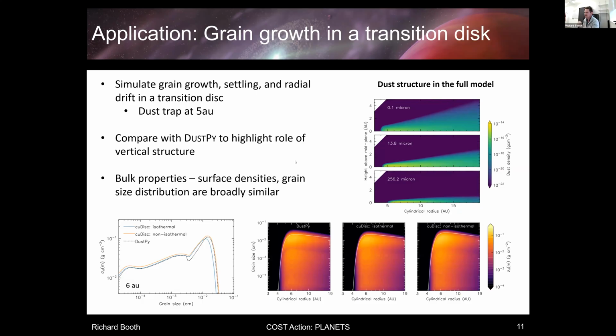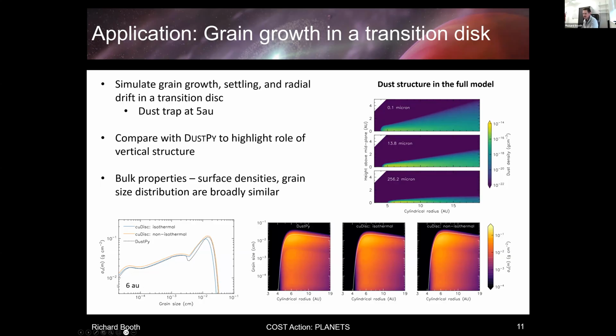So now onto a couple of applications. The first thing we did was ask the question: if you put all of this physics in and you solve dust dynamics in 2D, how much does it change the results? So we set up a simple static protoplanetary disk with a dust trap at about 5 AU, and we compared the results we got from cuDisc to what you get from DustPy.